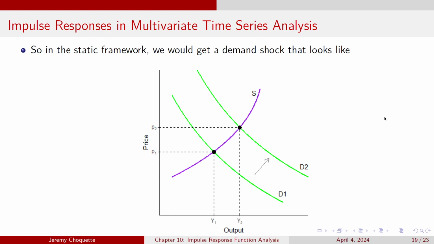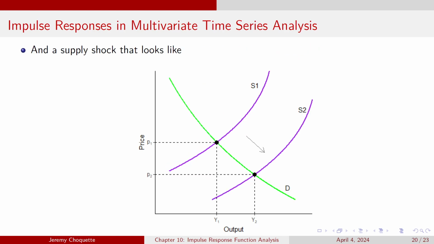So, okay. In a static framework, if I'm looking at just one point in time, if I want to look at a demand shock, this is what I'm going to get. You get an increase in demand. So we go from D1 up to D2. The equilibrium point is going to go from Y1, P1 up to Y2, P2. Output and price both increase. So if output and price are both going up, it's got to be a demand shock because that downward sloping demand is shifting along an upward sloping supply. So if we trace out the equilibrium points, we get an increase in output and price.